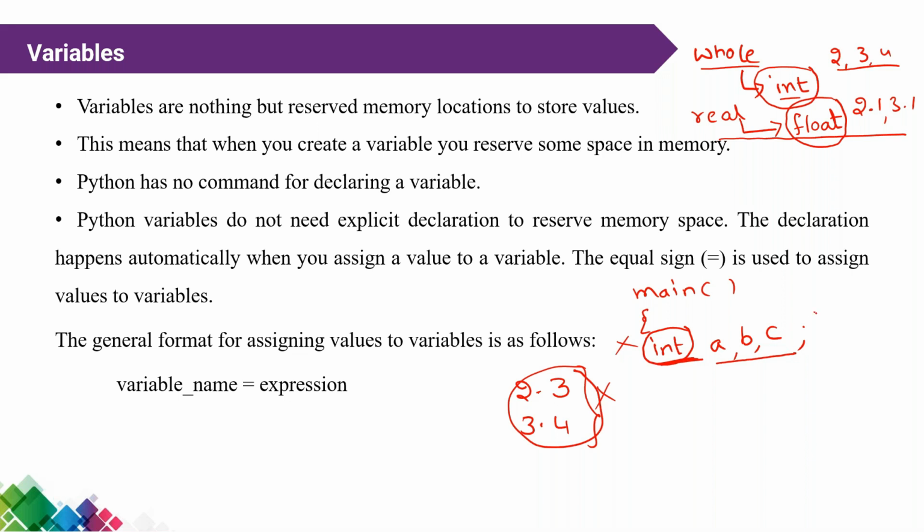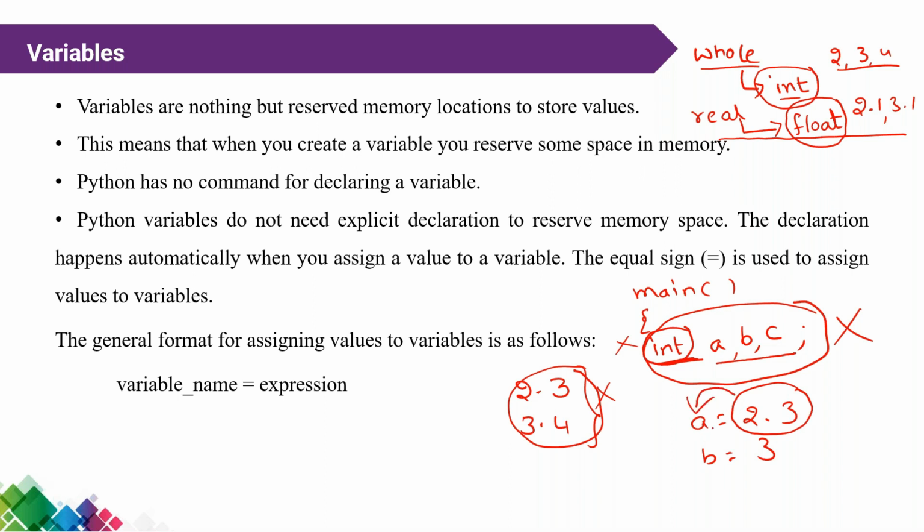What about Python? In Python, this statement is not needed. Right now I need a variable, and I directly assign the value. Whatever value you assign, the variable automatically becomes of that type. So here A is a float variable, and here B is an integer variable. You got it? You do not need the explicit declaration. By assignment, whatever value you assign is considered as that data type.